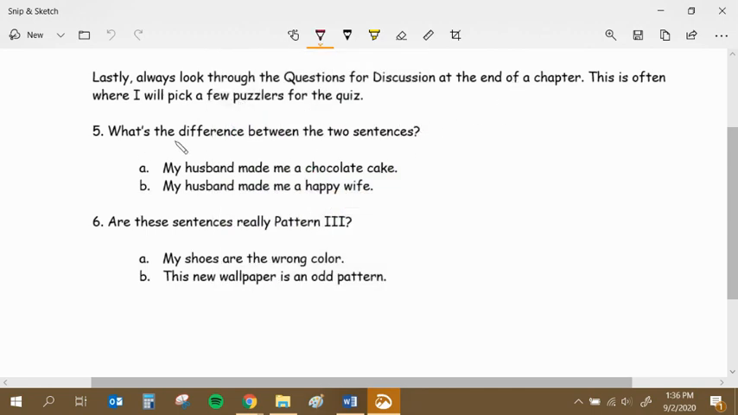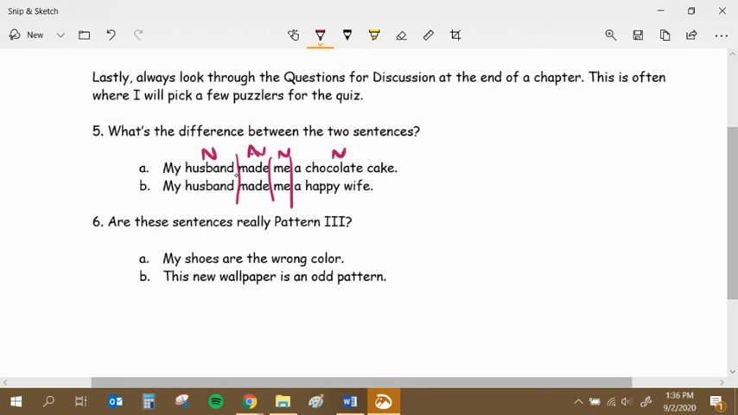All right, so the first one says, what's the difference between the two sentences? My husband made me a chocolate cake. My husband made me a happy wife. Well, structurally, they look pretty similar. You have husband, made, me. You have a noun, you have an action verb, you have a noun, and you have a noun. But they're very different sentences, obviously.